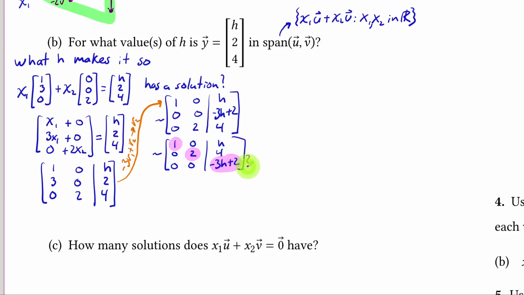Well, maybe this last one is a pivot position. If this is a pivot position, if -3h plus 2 is not 0, then that last equation is in the form 0 equals something non-zero. If it's not a pivot position, then there's no pivot position in the rightmost column, and this does have a solution.